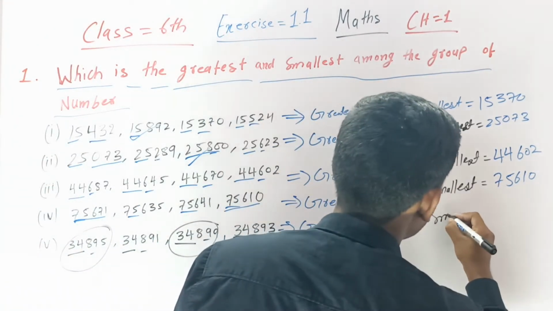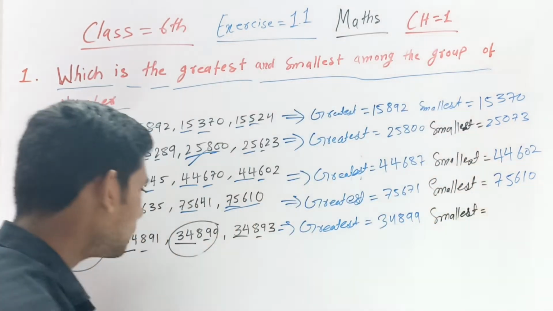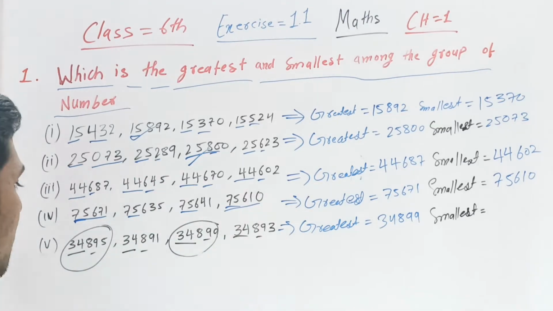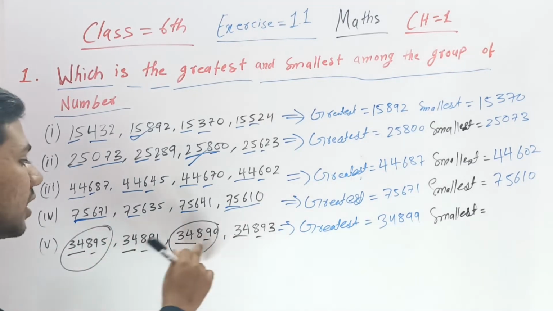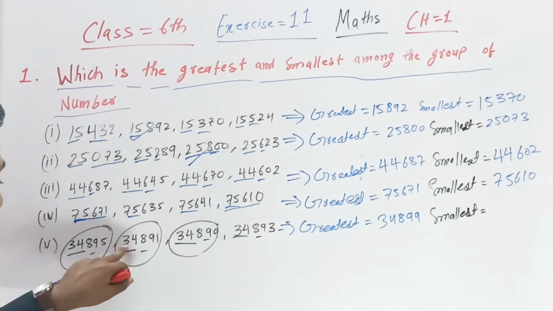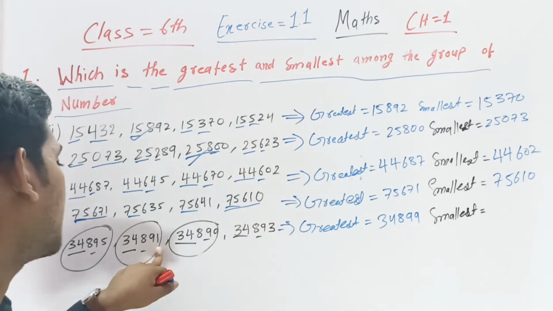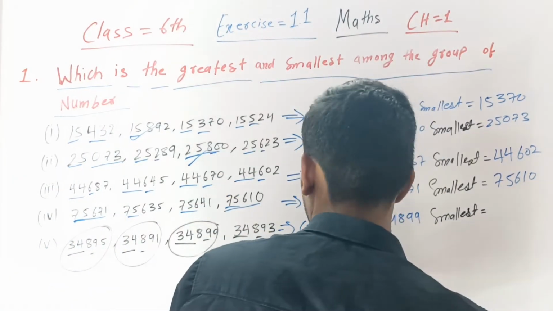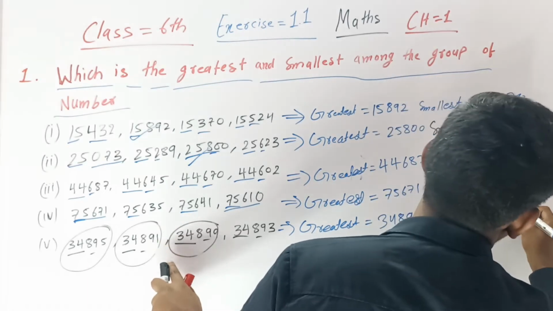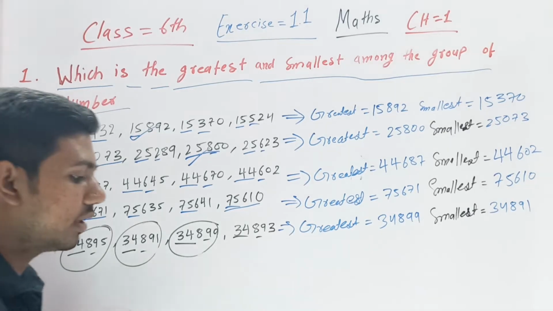And which is smaller? Let's find it. Which is the smallest in that? This is 95, 91, 99, 93. Which is the smallest? This one is the smallest. 34,891 is the smallest in that group of numbers. Okay, so we have to write 34,891. So I hope it's completed here.